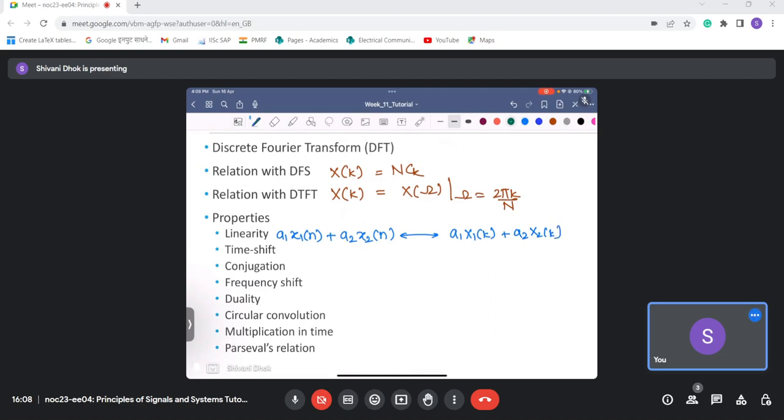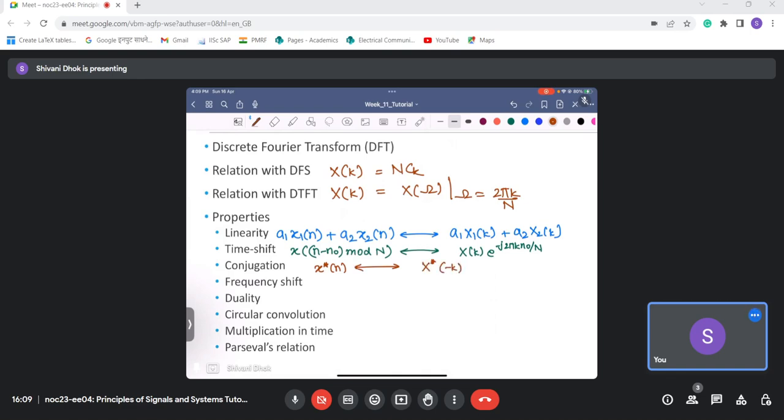After that, we have the time shift property. If we have x of n minus n naught, and this shift is basically modulo N, because x is a finite duration signal, then this has its DFT as X[k] into e power minus j 2 pi k n naught by N. It introduces a phase factor. Next is the conjugation property. So x conjugate of n will have its DFT as X conjugate of minus k. Now this minus k is basically minus k modulo N.